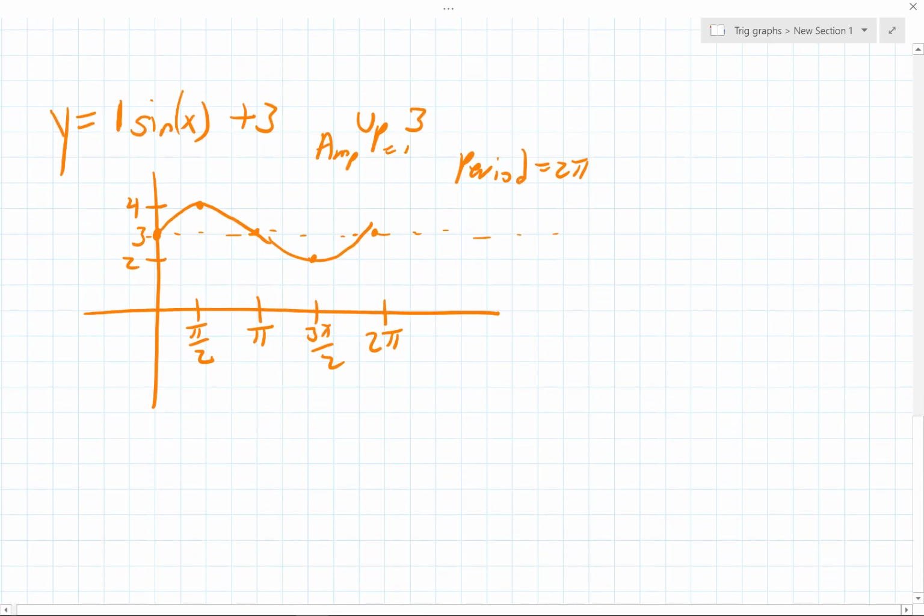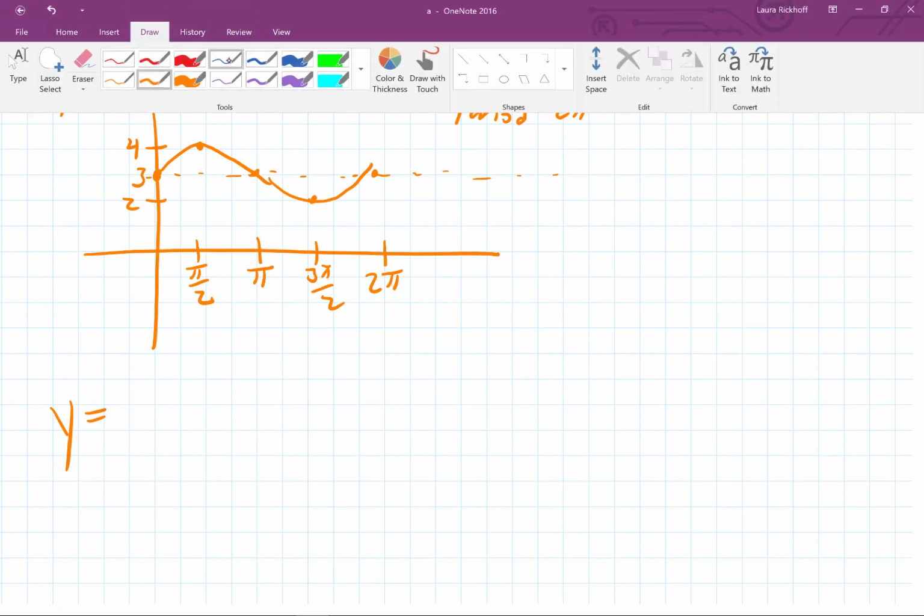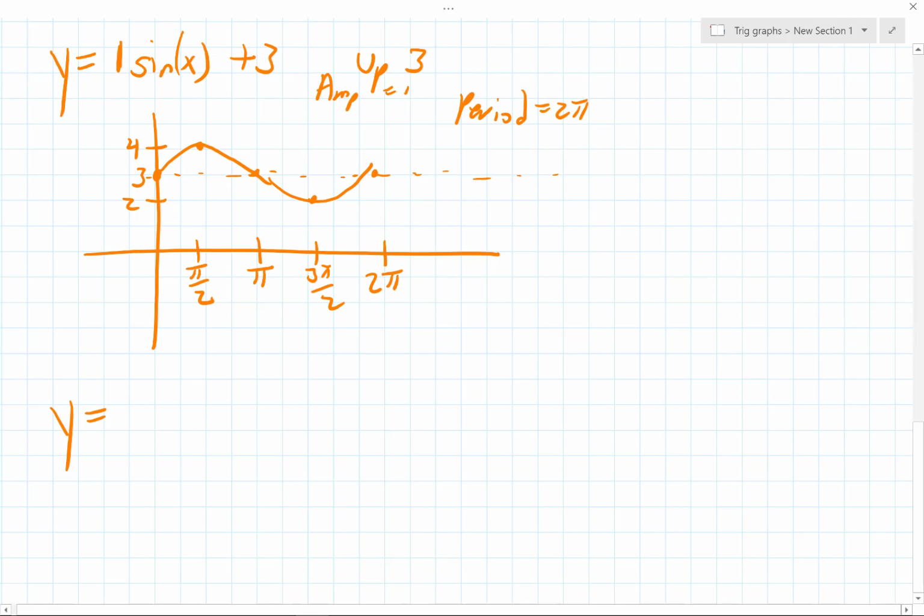What else can we do with sine? We could make it negative. If I had the same graph and it was y equals negative sine of x plus 3, it would be the same thing, except instead of going up first, it would go down and then back to the middle and then up and then back to the middle. It would reflect just like your normal reflections, right? This was positive x squared, this was negative x squared. We've got those reflections there.